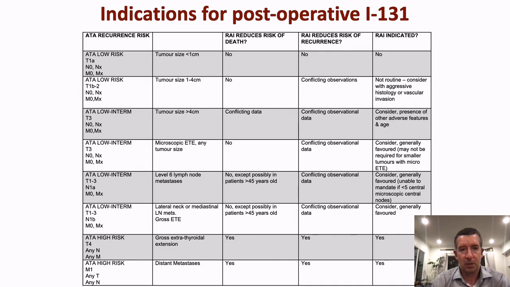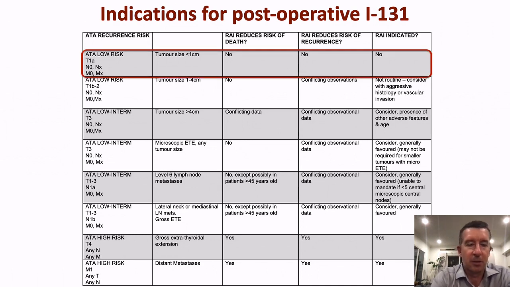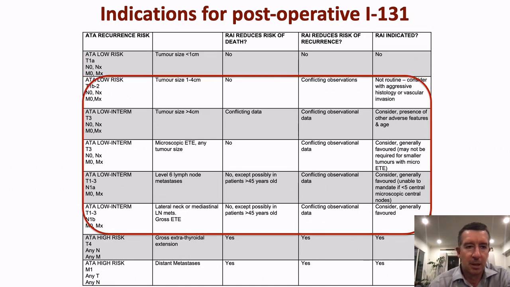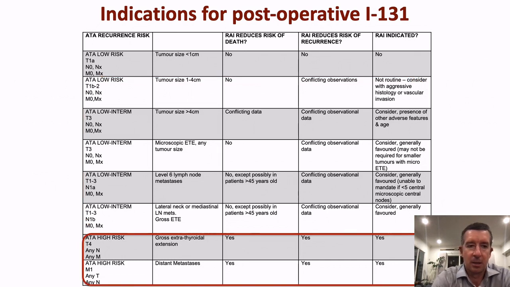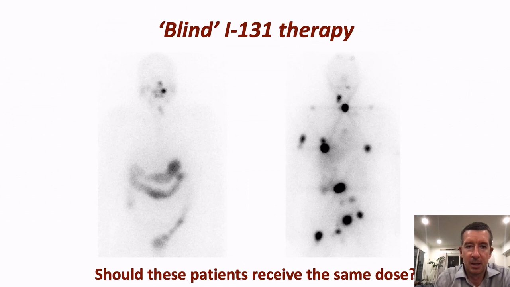So how do we risk stratify for decision-making about using post-operative I131? Well, you should all be familiar with this table in the ATA guidelines. We know that although it's very clear that for those patients at lowest risk we don't use radioactive iodine, there's this large group of patients with intermediate risk where there's limited guidance about the use of I131, and then of course those patients at high risk where treatment is mandated.